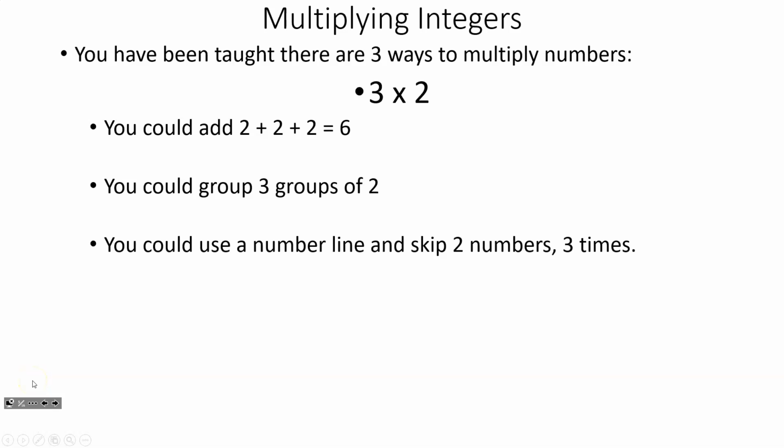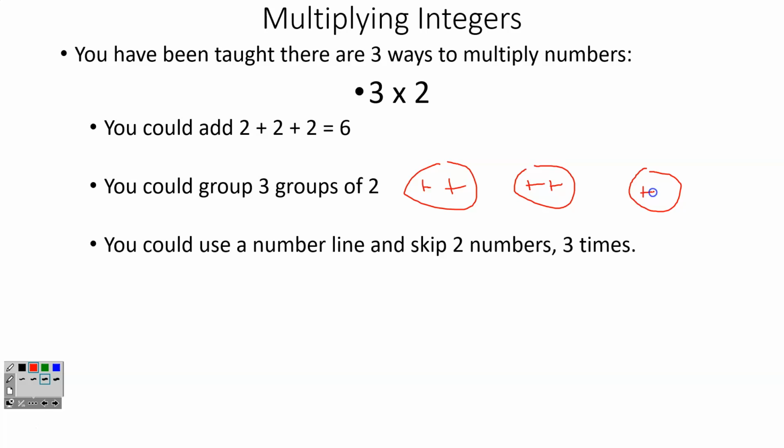So, multiplication. You've been taught since about 2nd or 3rd grade, probably 3rd grade, about multiplying numbers. So you were taught that when you multiply, it's basically just like this. So 3 times 2 just means that you take 2 and add it 3 times. You get 6. Or it means that you could group 3 groups of 2. So let's do this. Three groups of 2. 1, 2, 3. There's 1, there's 2, 1, 2, 1, 2. Or you could use a number line.